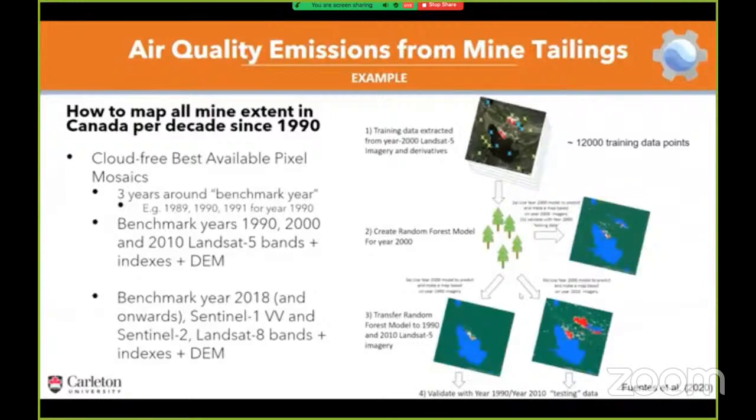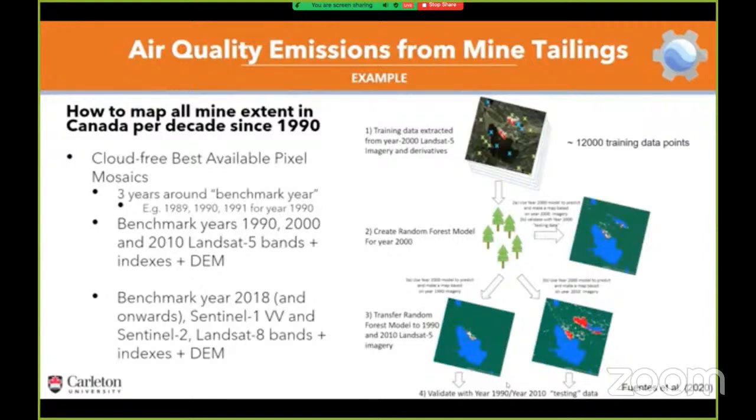But then because for 1990 and 2010, we were still using Landsat 5, we just transferred that model to those years and produced new mine estimates for those years. What's important to note here is that we did collect validation data for 1990 and 2000 and tested our transferring to see if it actually worked well. And it did work well in many cases, which was great because this saves us a lot of time and a lot of effort collecting new training data every year.